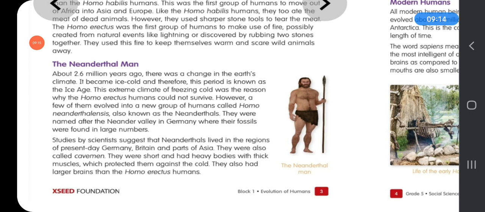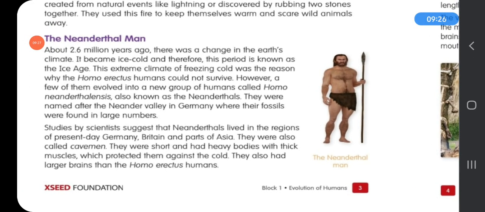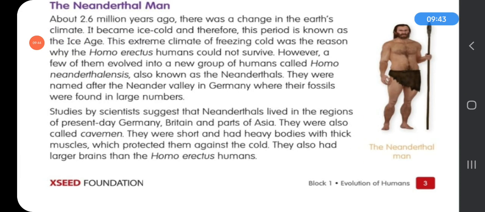About 2.6 million years ago, there was a change in the Earth's climate. It became ice cold, and therefore this period is known as the Ice Age. This extreme climate of freezing cold was the reason why the Homo erectus humans could not survive. However, a few of them evolved into a new group of humans called Homo neanderthalensis, also known as the Neanderthals. They were named after the Neander Valley in Germany.